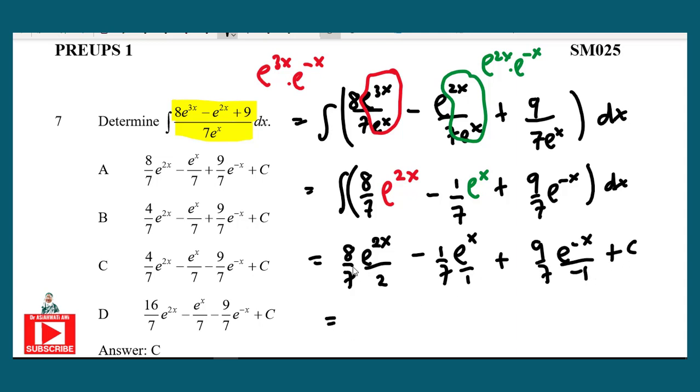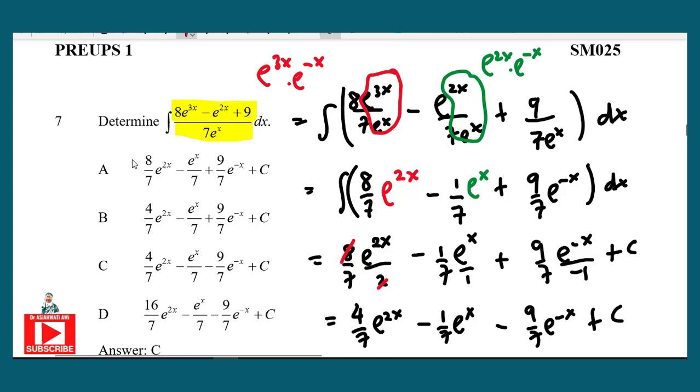And then rewrite. Cancel here. 4 over 7, so it can be cancelled. Okay, and then 4 over 7 e power 2x minus 1 over 7 e^x minus 9 over 7 e power negative x plus c. The option. This one is not the option. Just see. Okay, and check. So the answer is okay.